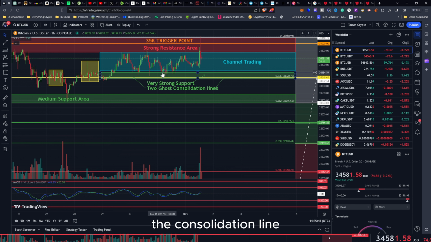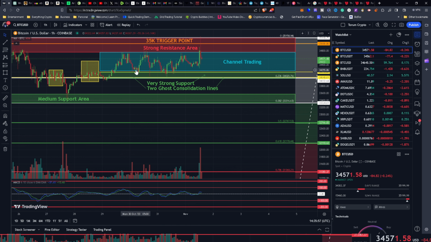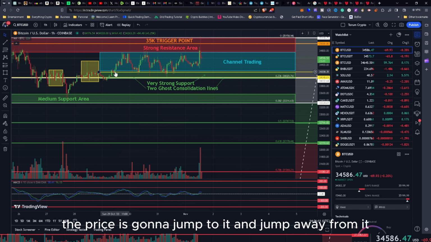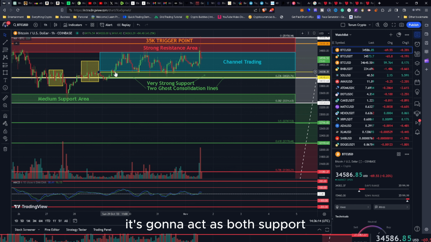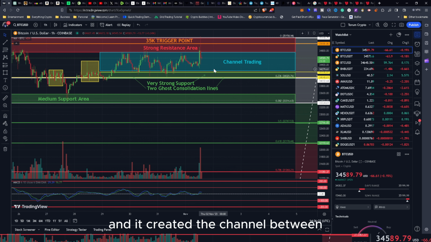The consolidation line, as you can see, the price keeps interacting with the consolidation line. It's like a magnet. Magnets do two things. They attract and they repel. Okay? So that's what you're going to see around the consolidation lines. The price is going to jump to it and jump away from it. It's going to act as both support and resistance. Right here, you can see it's acting as perfect support. And it created a channel between the resistance up here and the support layer down here.